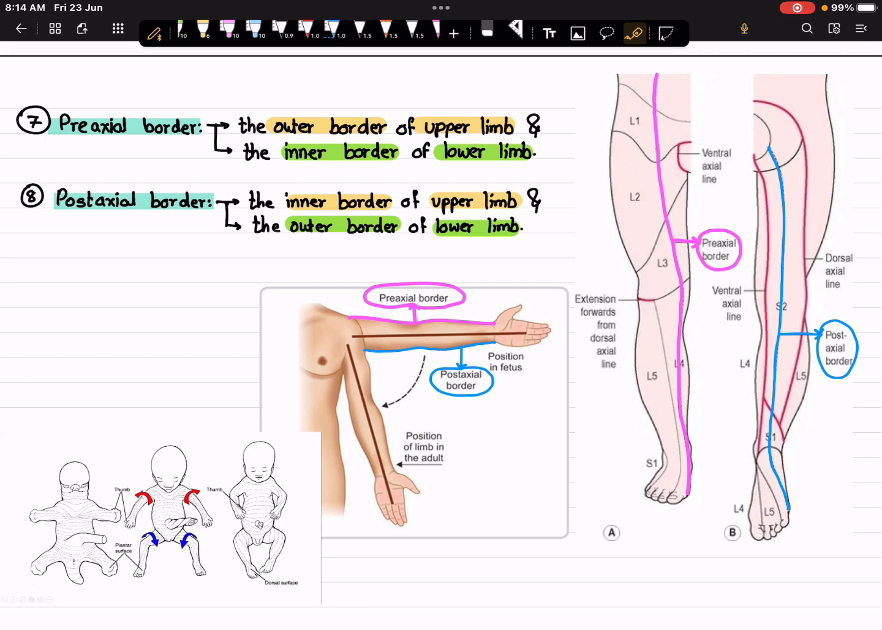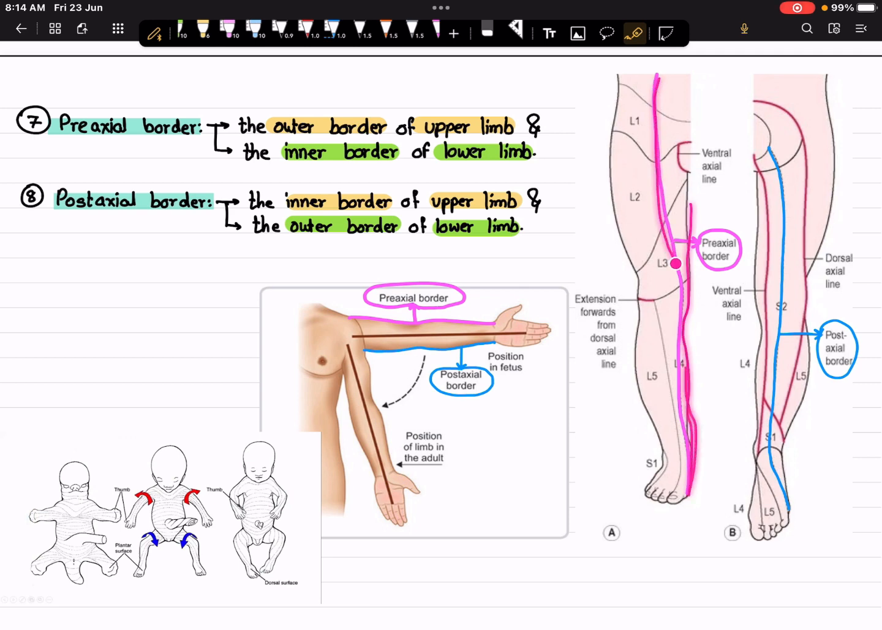When it comes to the lower limb, it is exactly opposite, and that is the reason why I am telling you that it is related to the rotation of the limb, because upper limbs rotate outward and lower limbs rotate inward. So the outer border of the upper limb, the preaxial border, corresponds to the inner border of the lower limb. Hence the preaxial border is near to the inner border.